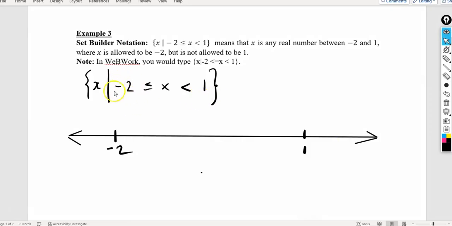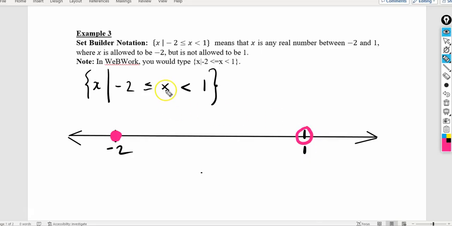Now, I'm going to start at -2. You can see from the symbol, equality is included. So I'm going to start at -2, and because the symbol is less than or equal to here, I'm going to include -2. And then let's go to the other end, to the 1. We can see from the symbol here, equality is not included. So I am going to hollow out the 1.